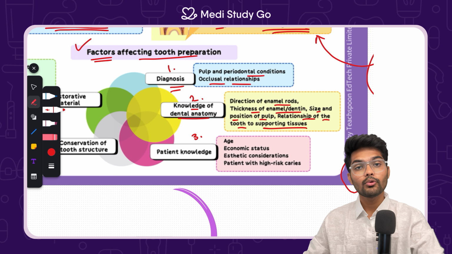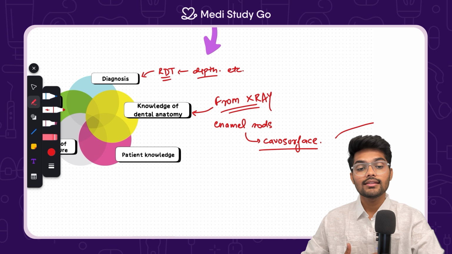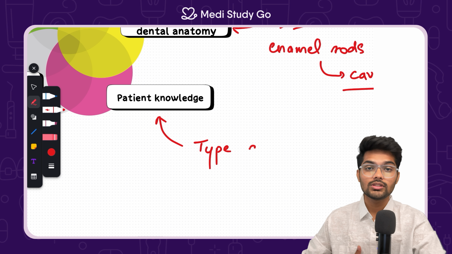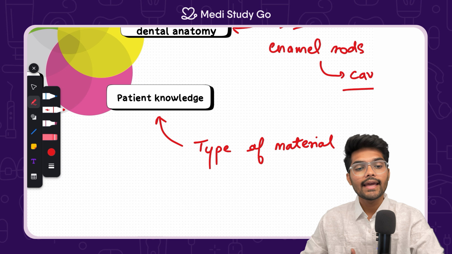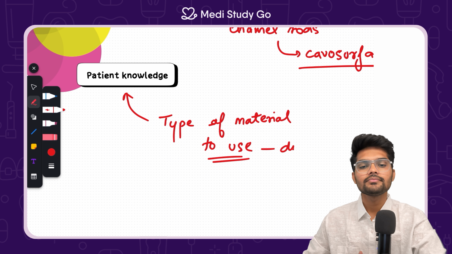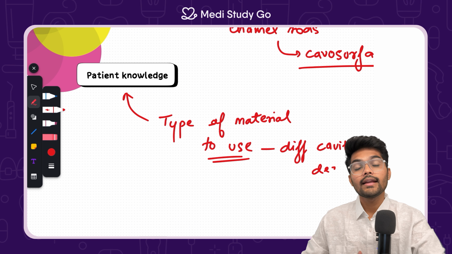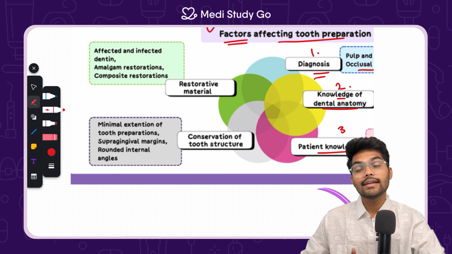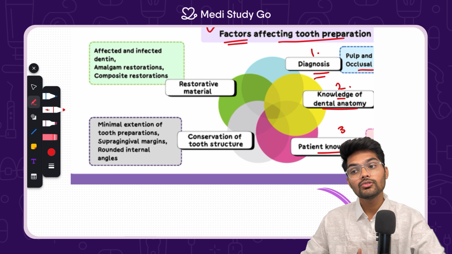Now coming to the third point, which is patient knowledge. Under this, we can consider the age of the patient, the economic status, the aesthetic considerations, whether the cavity is on a front tooth or a posterior tooth, and patients with high risk caries, where we might need to prepare more to avoid secondary caries. Another point is, when we talk about the economic status, we are also going to choose different types of restorative materials. We might use GIC, we might use composites, we might use indirect inlays, onlays, or tabletop restorations.